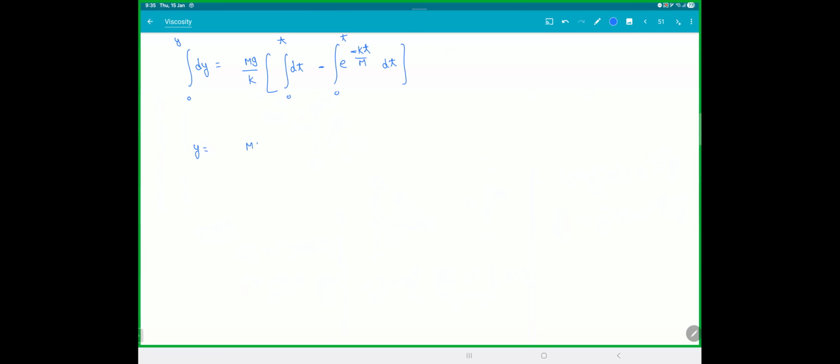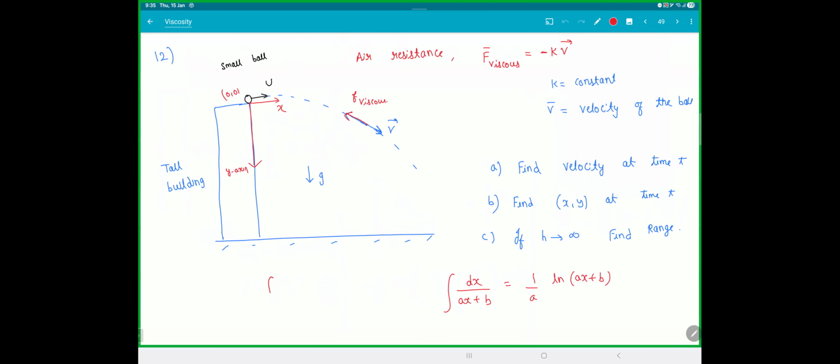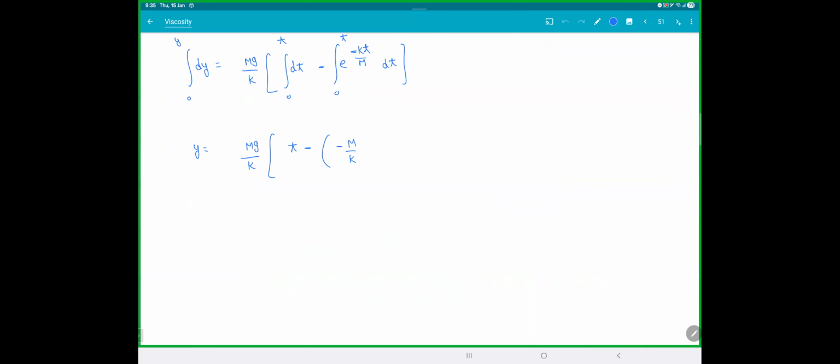We get y coordinate is equal to mg by k times time minus, minus m by k, again e power. I'll show you that integration also in case you forgot. Integral of e power ax dx is 1 by a e power ax. So that is 1 by minus k by m, so minus m by k, e power minus kt, limits from 0 to t. I said be careful now, e power 0 is not 0. That is a mistake that generally happens.